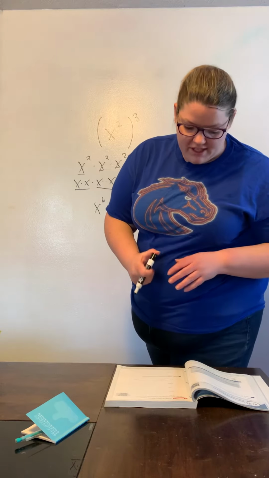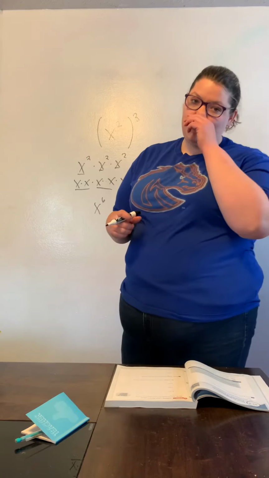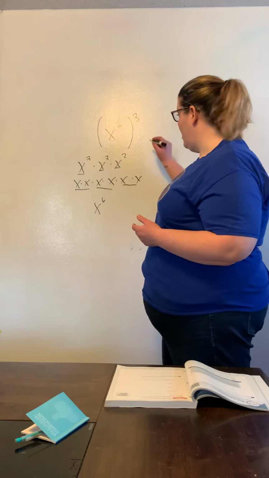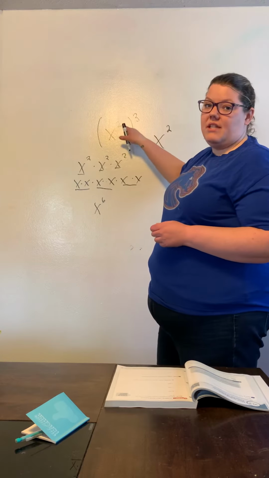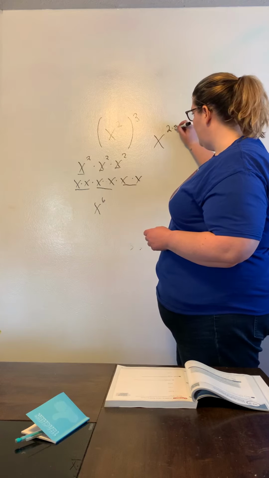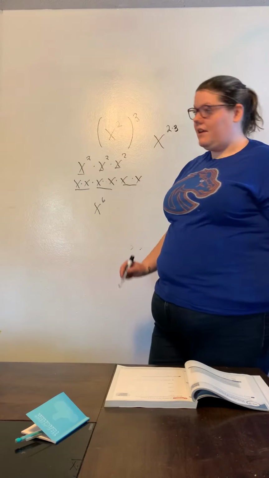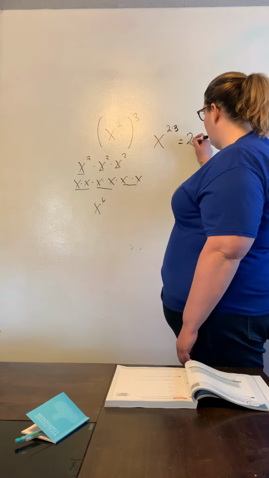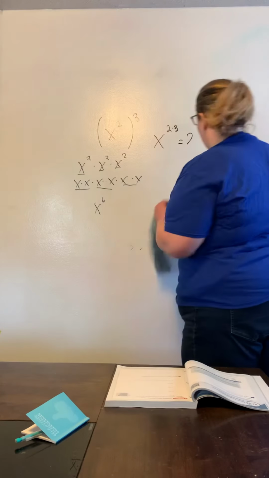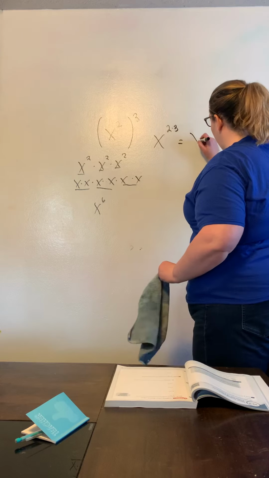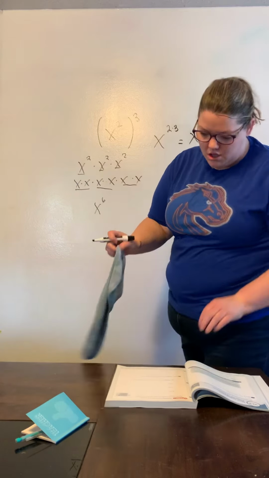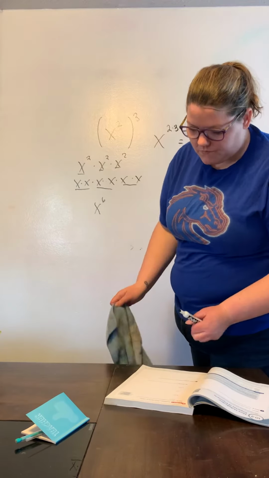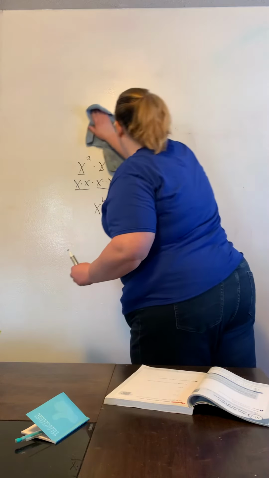So our rule for this is when we're raising a power to a power, we're going to take our base value, take the power on the inside, and multiply it by the power on the outside. So 2 times 3 is x to the power of 6, which we can see we got the same thing here. So let's try another one of those.